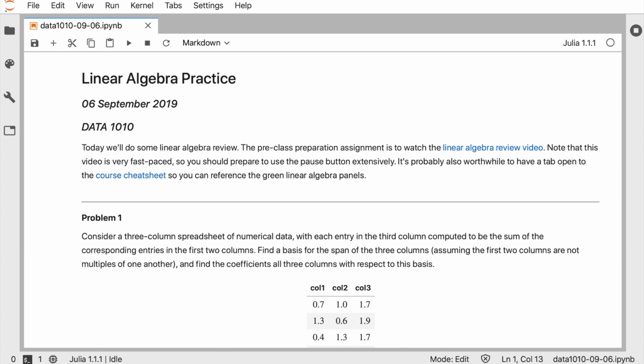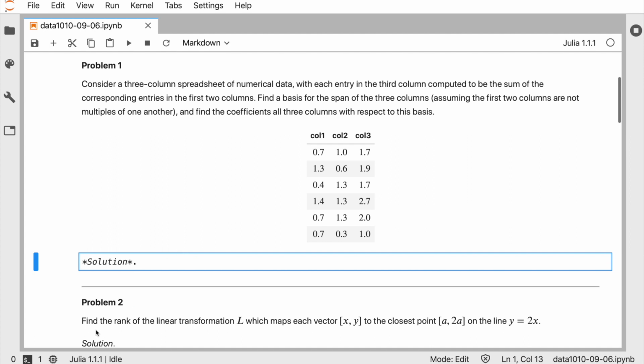Today we're going to practice some linear algebra problems. Let's jump straight into it. The first problem asks us to consider a spreadsheet of numerical data with 3 columns, and the third column is equal to the sum of the first 2 columns.